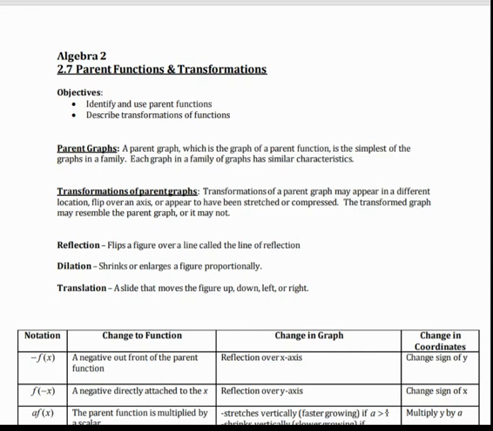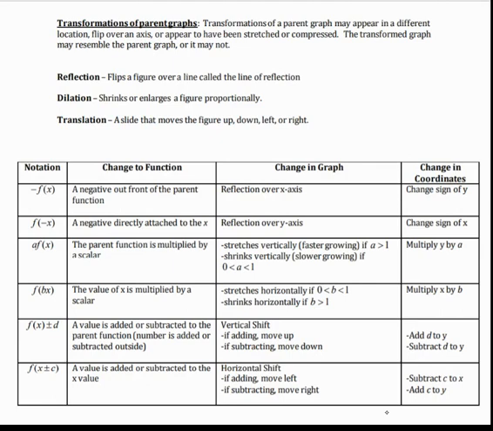Our transformations can consist of reflections, so we could flip it over the x-axis, over the y-axis, so that it goes down, opens up. We have dilations, that shrinks it or stretches it. We have translations. We could move the graph to the right, to the left, up, down. So our transformations take a parent graph and keep a similar shape, but alter it in a way. So what would that look like on an equation?